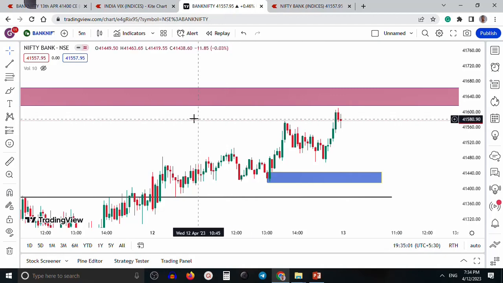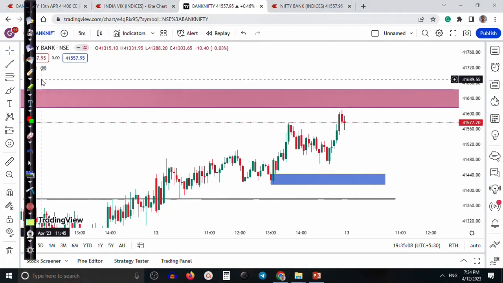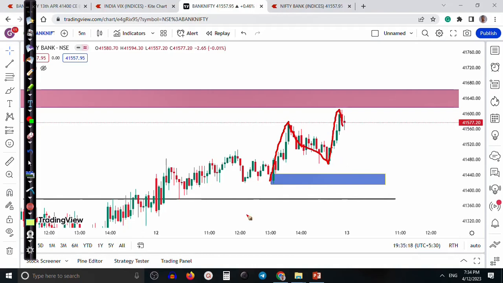So let me explain for tomorrow. Tomorrow here you can see price is creating new higher high and higher low, but I'm not interested to take a buy position. I'll explain why. So still they are creating higher high and higher low, but I'm not interested in this area. So let me explain why.